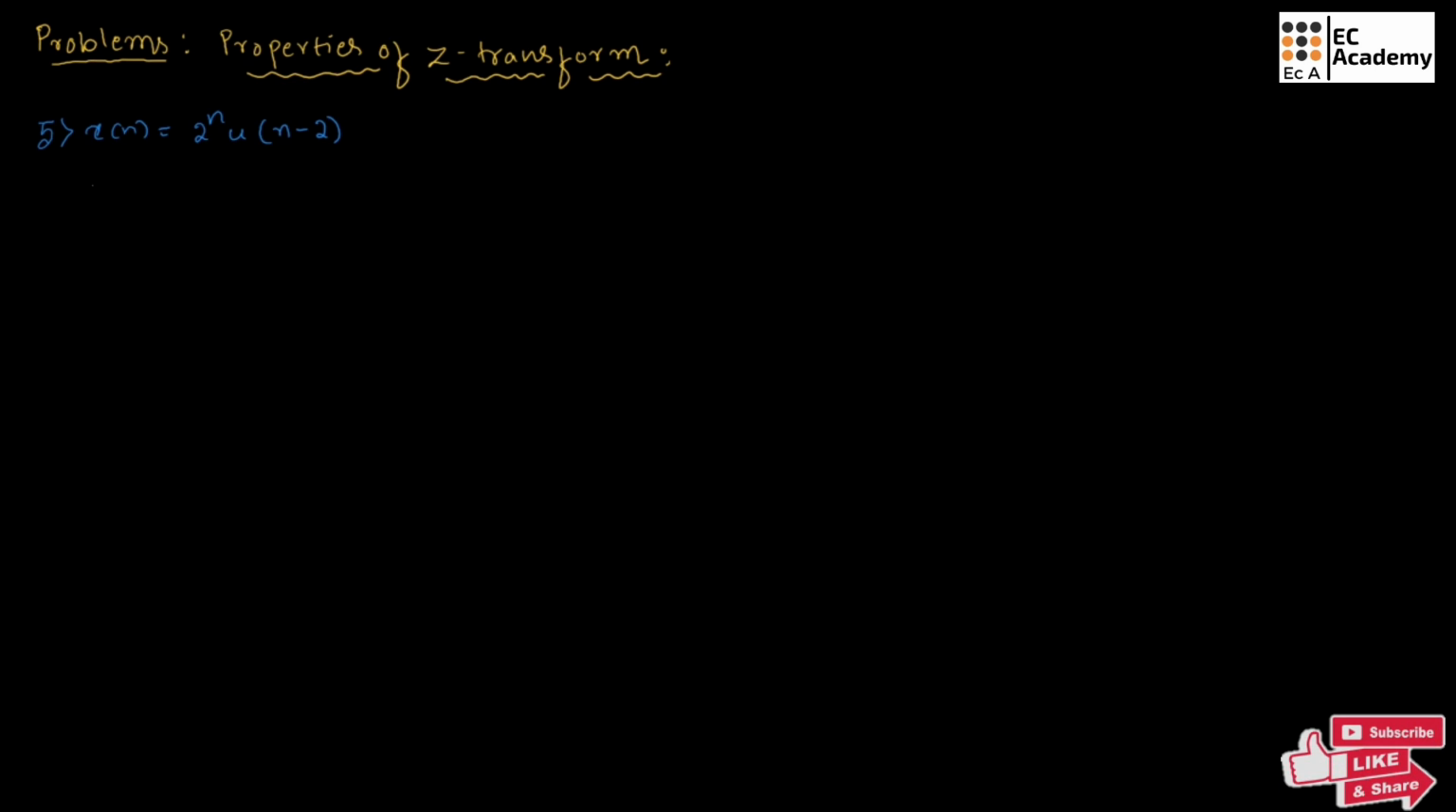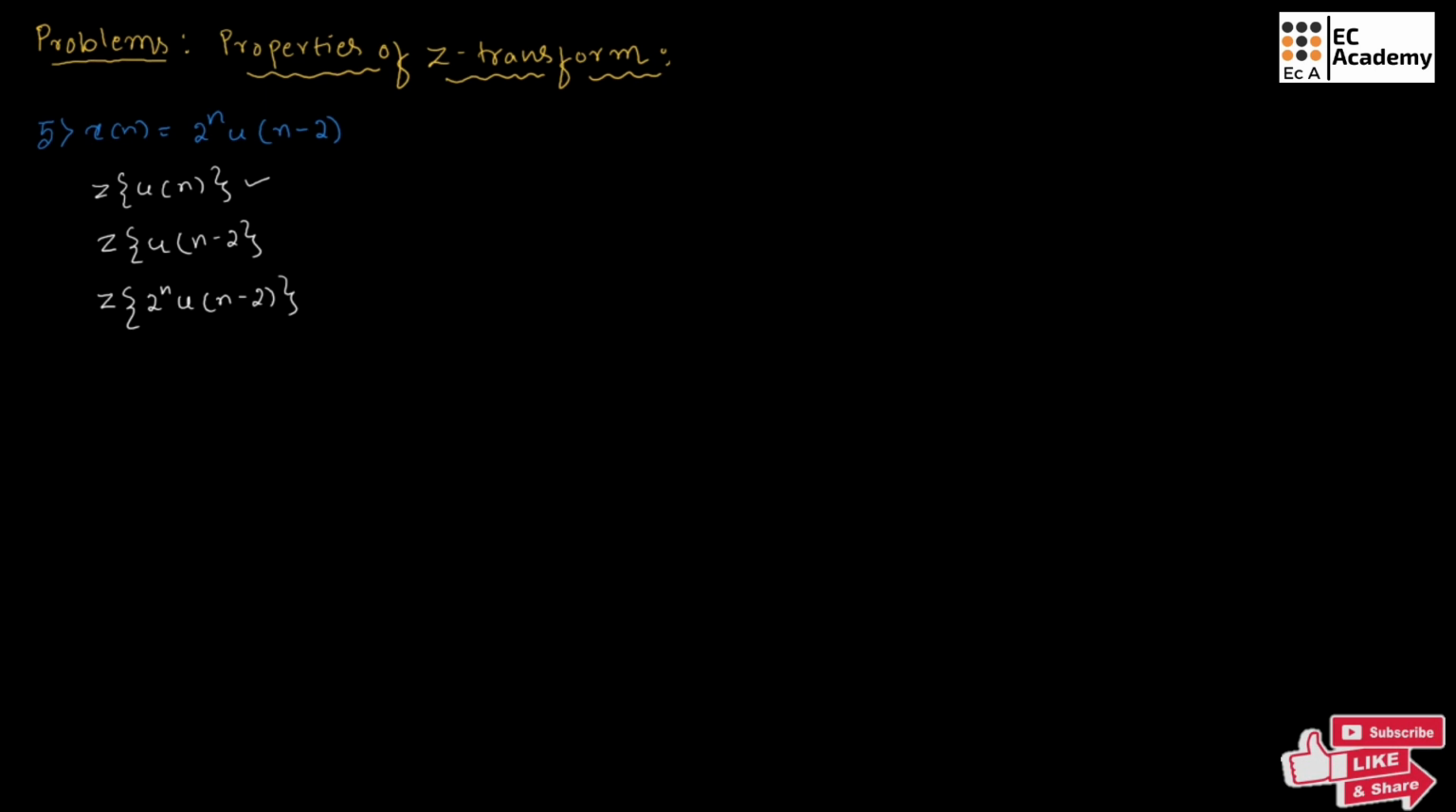First, let us find the Z transform of u of n. Then we need to find the Z transform of u of n minus 2. And finally, we need to find the Z transform of 2 to the power of n u of n minus 2.